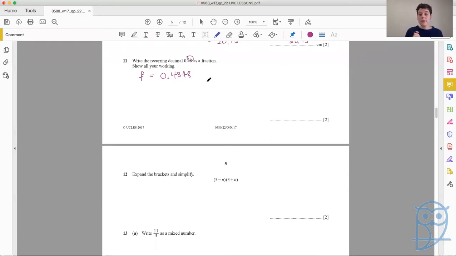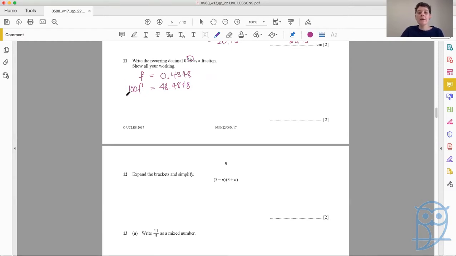So remember, when we have 2 digits that repeat, we want to multiply by 100. Because we want to move over a whole repeat. So 100F equals 48.48. But remember, there's lots of 48s hiding in the background. So we can pull in another one so that we always keep this lined up. Okay, we maintain that 4 decimal places.